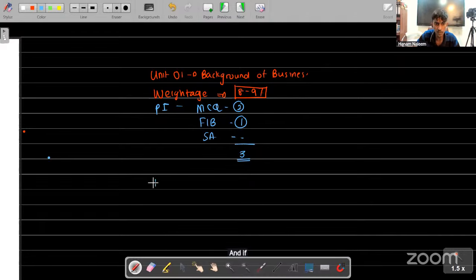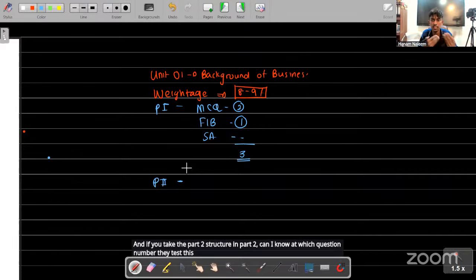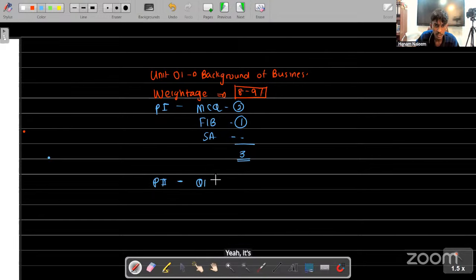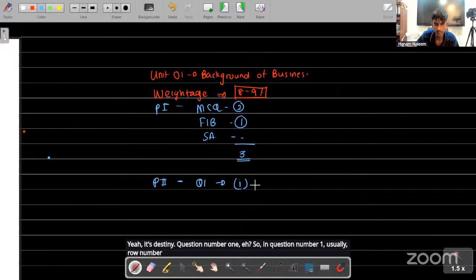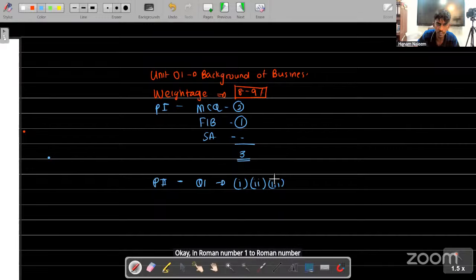And if you take the part 2 structure, at which question number do they test this unit? Unit number 1 is tested in which question number? Yeah, it's tested in question number 1. Usually Roman number 1 to Roman number 3 in question number 1 is from unit number 1.